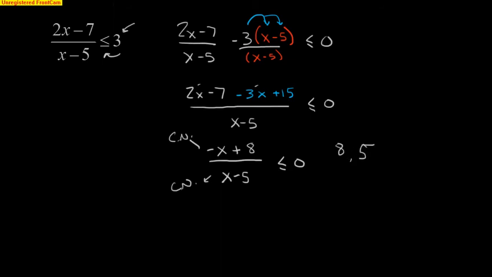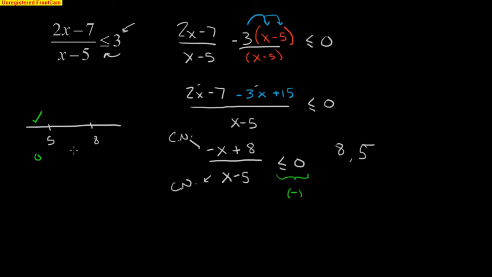Alright, so again, I'm going to set up a number line. And I'm going to choose 5 and 8. And now I want to pick numbers on those intervals and test them in here. And now I want to see if I'm going to get a negative number. Okay, so a number less than 5, 0. So if I plug in 0, I'll get a positive 8 over a negative 5. Positive divided by negative is a negative. So actually this interval works.